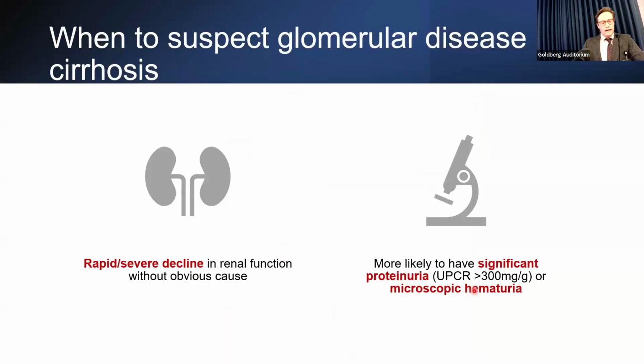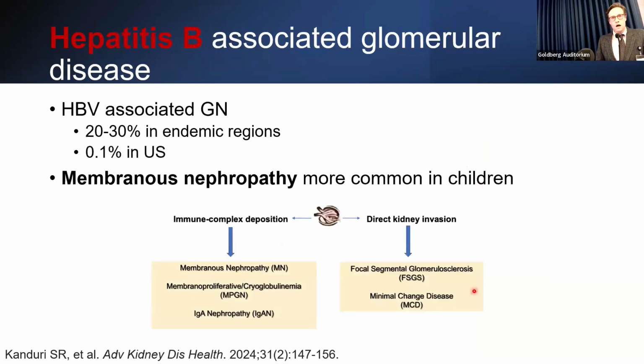Because I can't help myself, when should we suspect something outside of prerenal azotemia, ATN, or HRS as an etiology? A really severe decline in renal function that's not otherwise explained, and also the presence of significant proteinuria or microscopic hematuria tells me that the lesion is more proximal, not proximal tubule, but in the glomerulus itself. So when we think about GNs in cirrhosis, we really think about the other diseases that can cause cirrhosis.